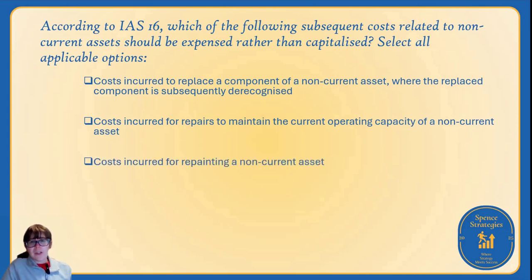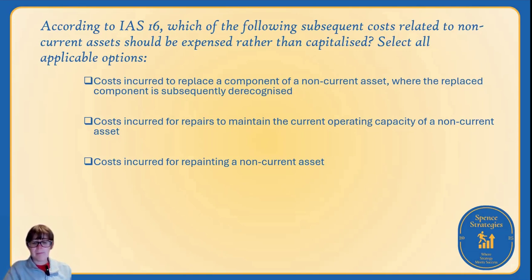Third of all, costs incurred for repainting a non-current asset. Likewise, this is not going to add any value to our non-current asset. It may just be that we are repainting in order to suit our styles, or perhaps it's just in need of a bit of freshening up. So again, it's going to be a smaller, relatively lower cost, or considerably lower perhaps, than what we would expect if we were buying a non-current asset new. And so therefore, we are going to post this to our profit or loss as a debit and put it through as an expense.